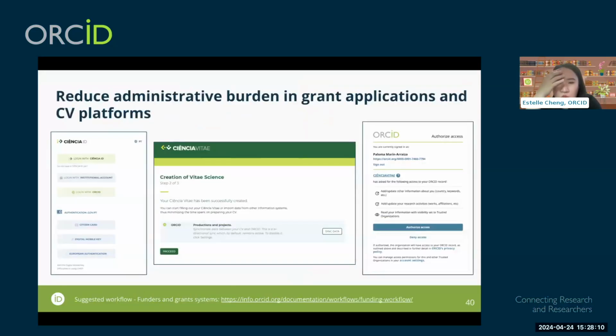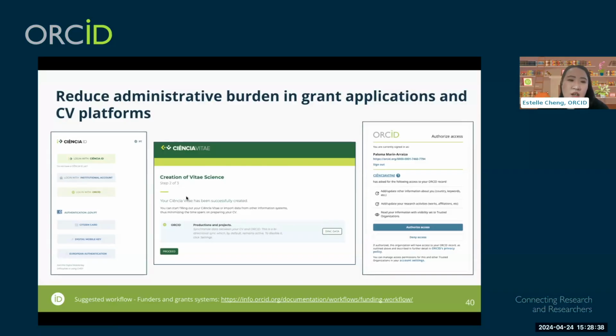So I'm going to share what I think is a famous example. I'm not sure if you have come across it, but if you haven't, this is a good chance to learn. I think it's called Ciência Vitae. I hope I'm correct. Yeah, it's Portuguese. It's actually a government national CV management platform. So it contains different types of research information, and one of them is funding.